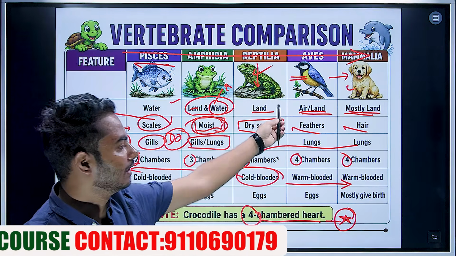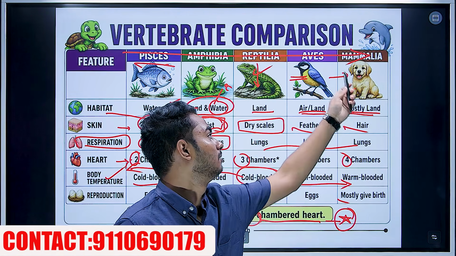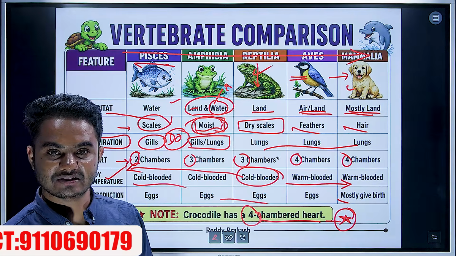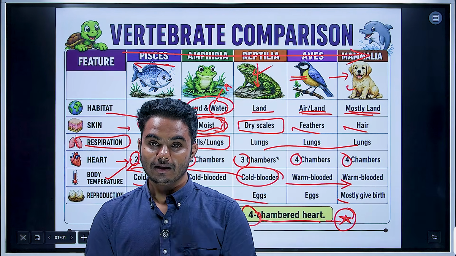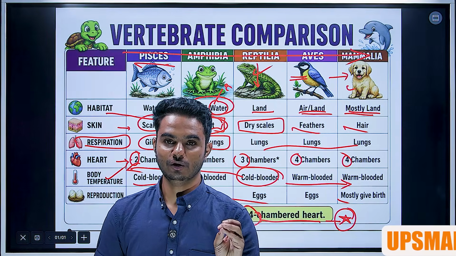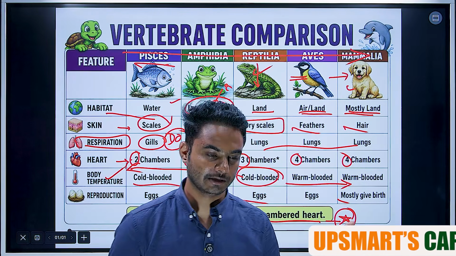And one more thing, you know this. Pisces, amphibia, reptilia, aves, everything will lay eggs. Mammalia will mostly give birth. There are exceptions to mammals. Mammals can also give birth through eggs. Comment the mammals which can give birth through eggs. Okay, comment it.